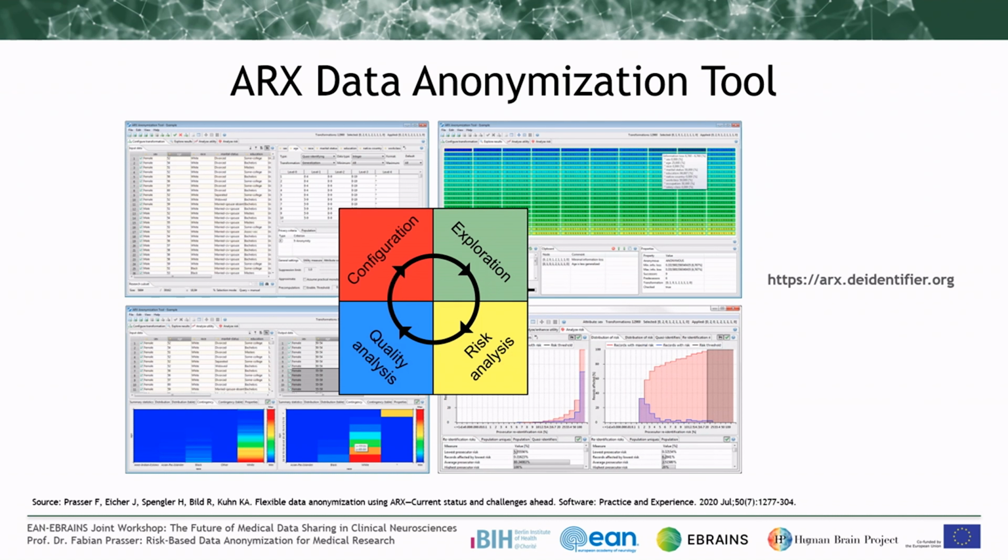To reduce risks, ARX currently supports more than 10 different transformation methods, including various ways of data generalization, top and bottom coding, suppression, sampling, and the aggregation of numeric variables.